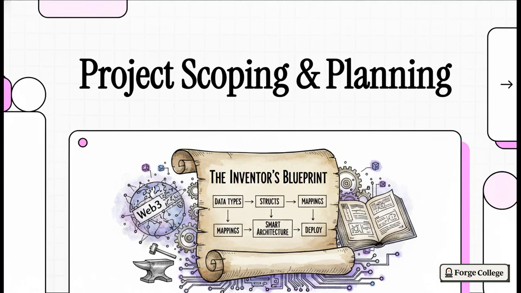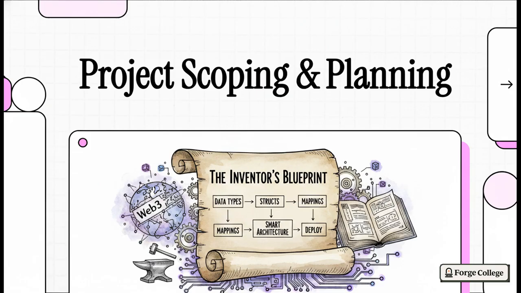Today, we're diving into what I like to call the inventor's blueprint. If you've been following along in the Solidity from Zero track, you know we're right in the thick of our data types, structs, and mappings module. And specifically, we've arrived at the capstone project. So, this explainer is all about defining your project scope and meticulously sketching out your smart contract architecture before you write a single solitary line of code.